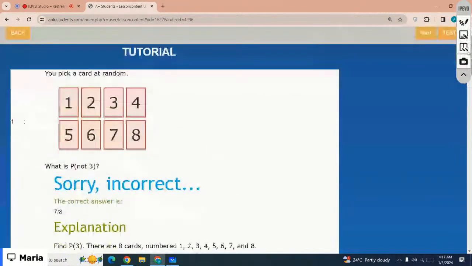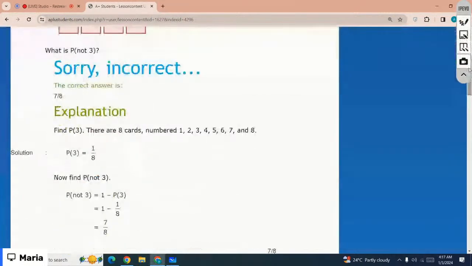Or do it this way. First, calculate the probability of 3, right? Probability of 3 is 1 out of 8. You have only one card that is 3, the rest of them are not 3. So that is 1 over 8. The total probability of an event is always 1. You can do 1 minus 1 over 8.